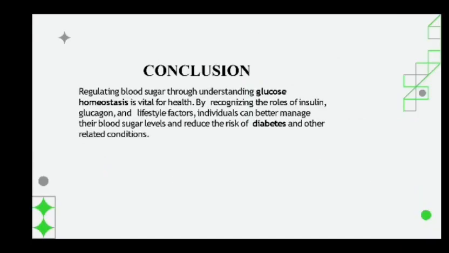Regulating your blood sugar through understanding glucose homeostasis is vital for health. By recognizing the roles of insulin, glucagon, and lifestyle factors, individuals can better manage their blood glucose level and reduce the risk of diabetes and other related conditions.